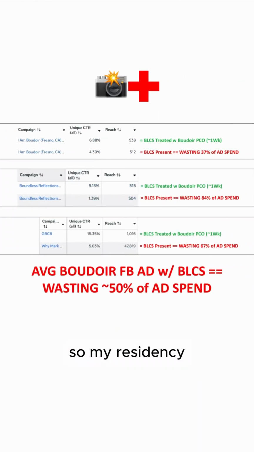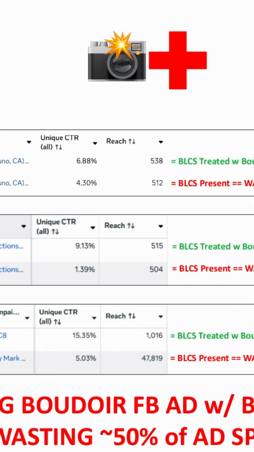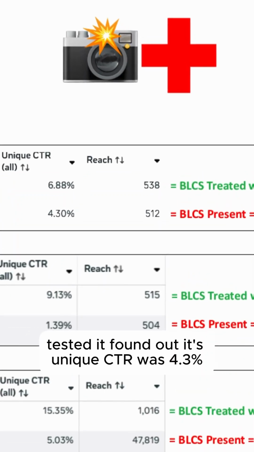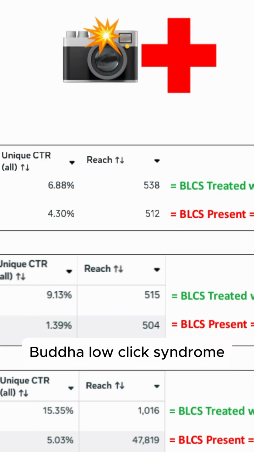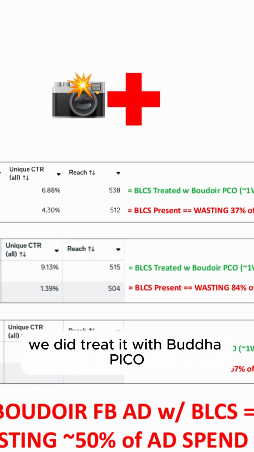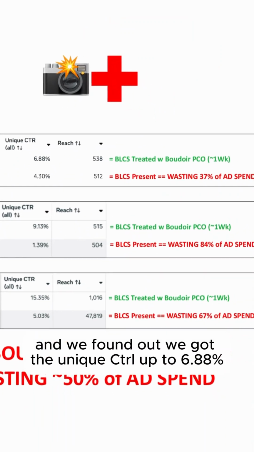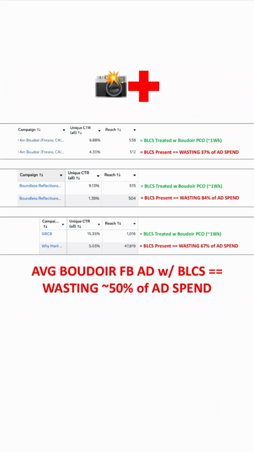So my residency went and found some Boudoir Facebook ads out there. Brought the first one back to the hospital, tested it, found out its unique CTR is 4.3%. So unique CTR under 6% means that BLCS is present, Boudoir low click syndrome. But we got the treatment for it. We did treat it with Boudoir Pico, it takes about a week, and we found out we got the unique CTR up to 6.88%.